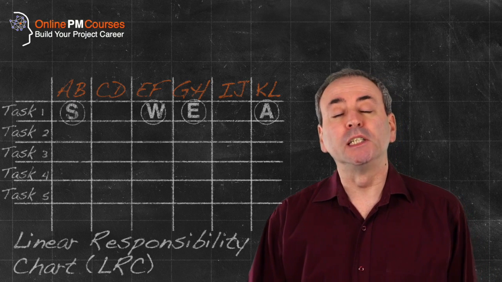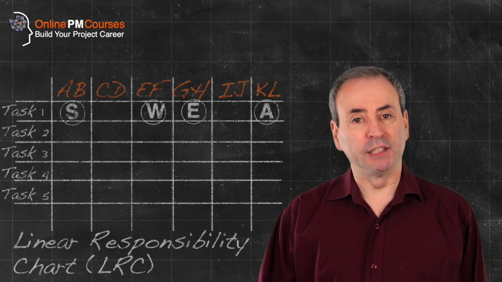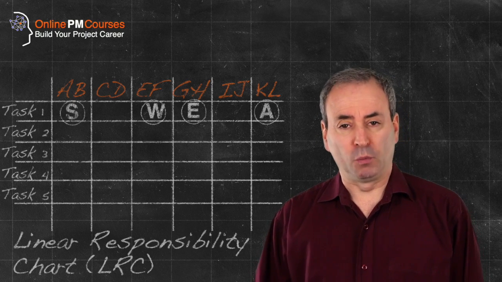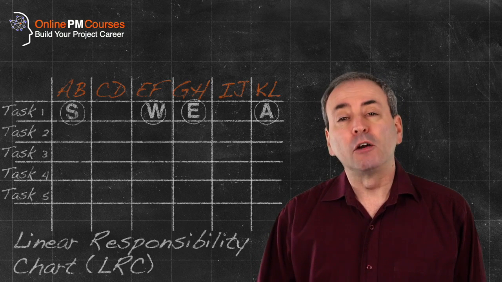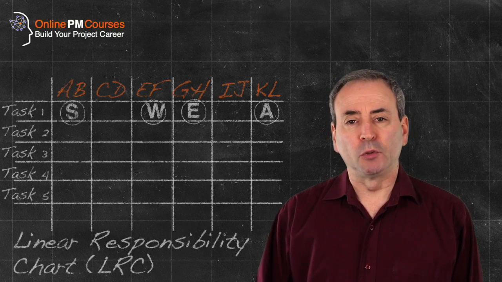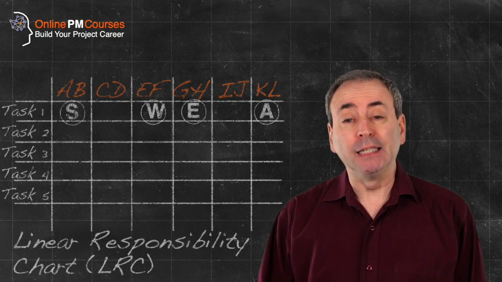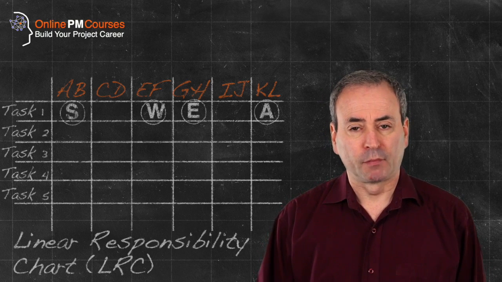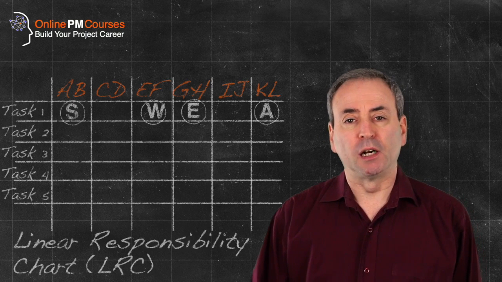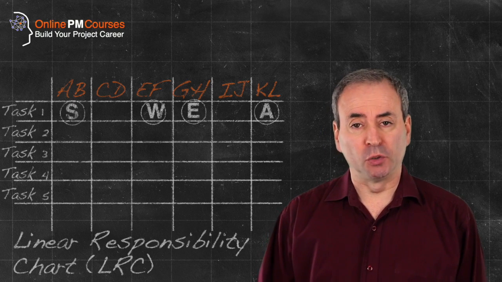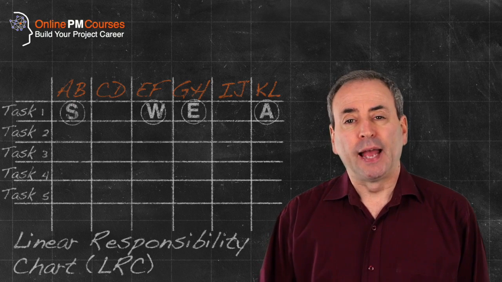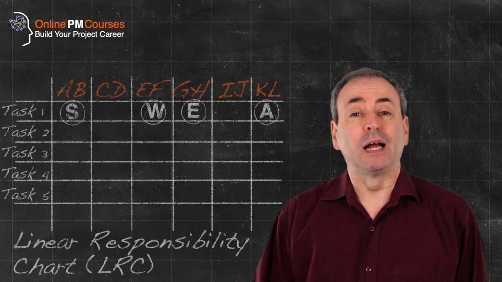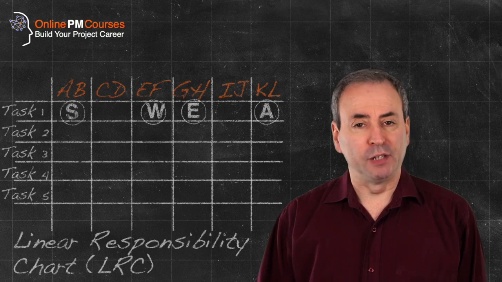A linear responsibility chart is closely related to a RACI chart, except that it arranges the information in a slightly different way, although increasingly the linear responsibility chart format is being referred to as a RACI chart. Of course, with a linear responsibility chart, it's very easy to add additional resources onto the list and to define additional roles. Each role will have a different symbol or a different letter.